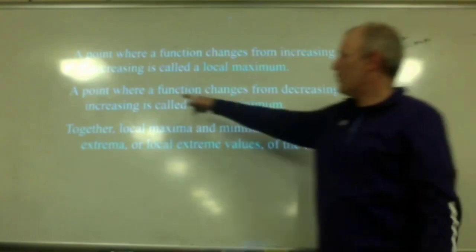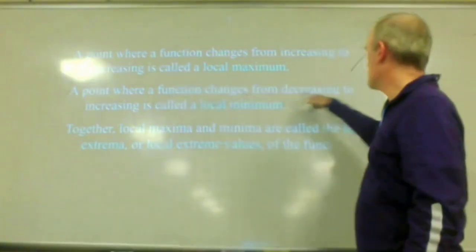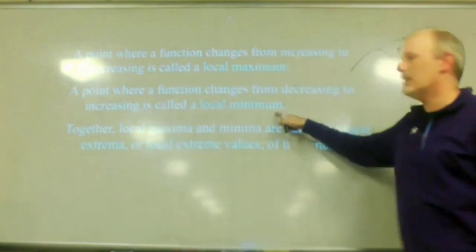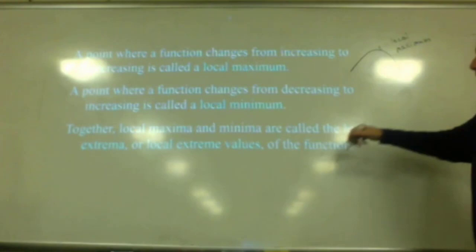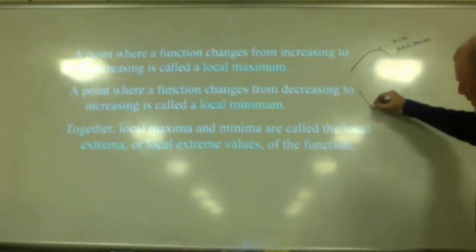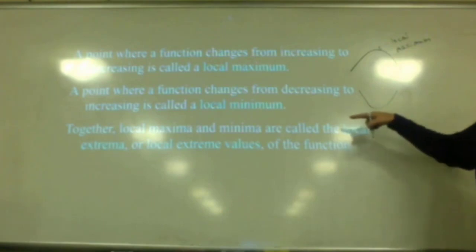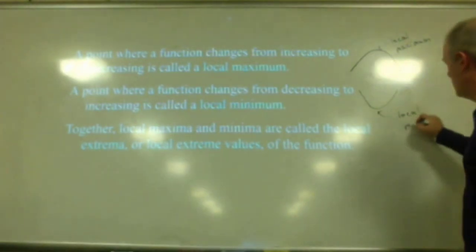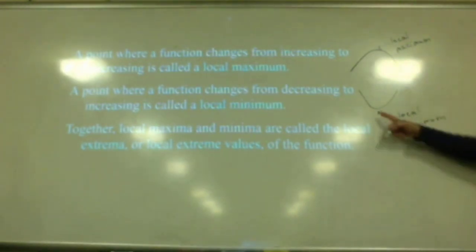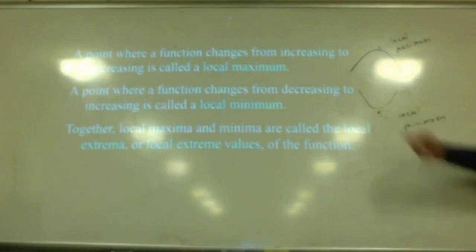What do you think it would look like if a point where a function changes from decreasing to increasing is called the local minimum? What do you think that one would look like? If it was decreasing and it switches to increasing? Not completely flat, but it is decreasing and then it switches to increasing. Now the bottom is flat, okay? But I would say this, here's your local minimum. It's going to be like the bottom of a valley, okay? So maximums are like hilltops, minimums are like valleys.